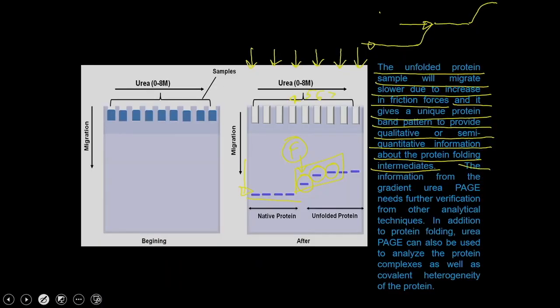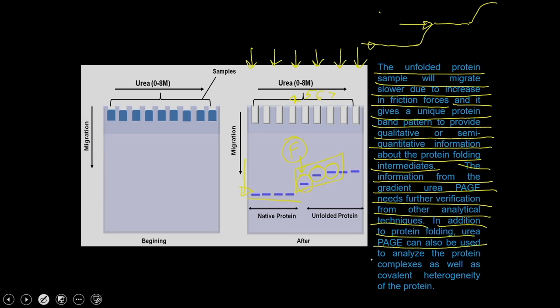The information from the gradient urea PAGE needs further verification from other analytical techniques. In addition to protein folding, urea PAGE can also be used to analyze protein complexes as well as the covalent heterogeneity of the proteins.